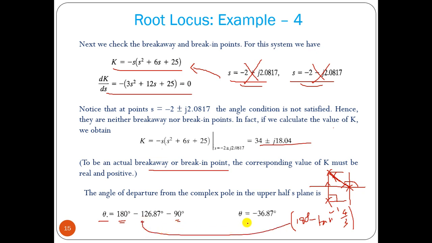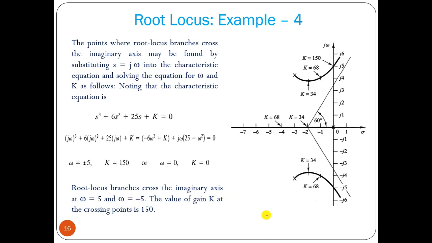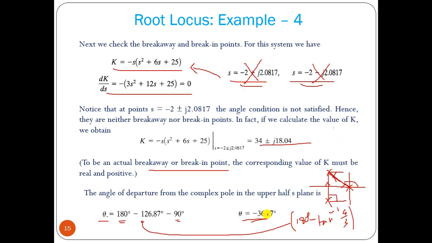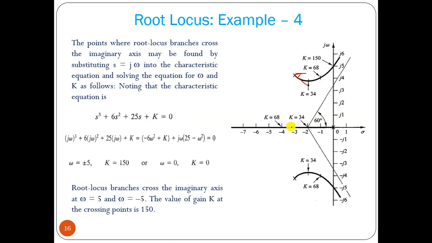Then we can find the angle of departure. This is your angle of departure, and that value is minus 36 degrees. At this angle it should depart and approach the infinity zero along this asymptote, and this is the opposite way. These two must be mirror images, so you can plot that very easily.